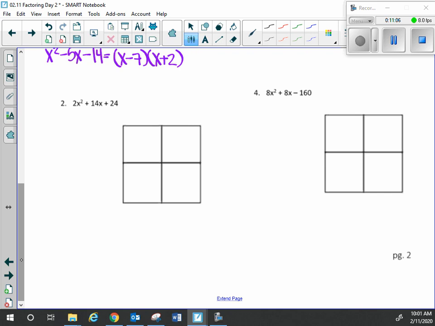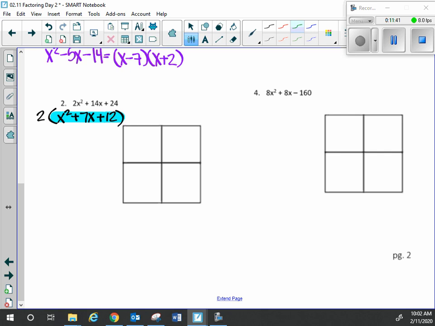Okay, number 2. Can you factor out a GCF? Yes. What? 2. So we're going to rewrite it. 2 times what would be left? X squared plus 7x plus 12. Okay, now when we start to factor, we're factoring what's left. You factored out the 2 already, so we're not worried about the 2. That doesn't mean it's gone. It's going to come back at the end, but we don't need it for right now.